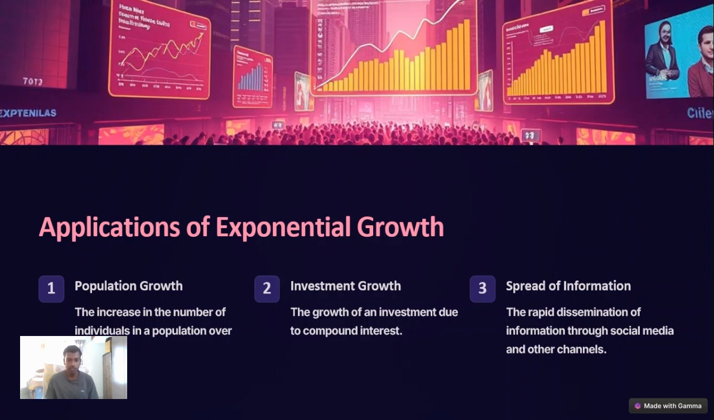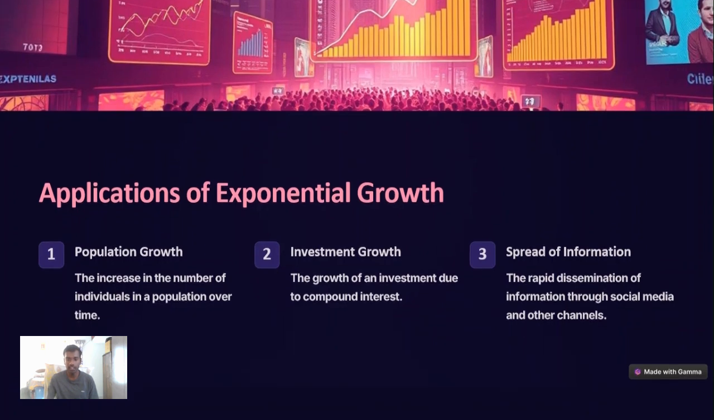And investment growth, that is, the amount which you invest in banks or loans increases over a period of time. That is compound interest. The spread of information, the rapid dissemination of information through social media and other channels.